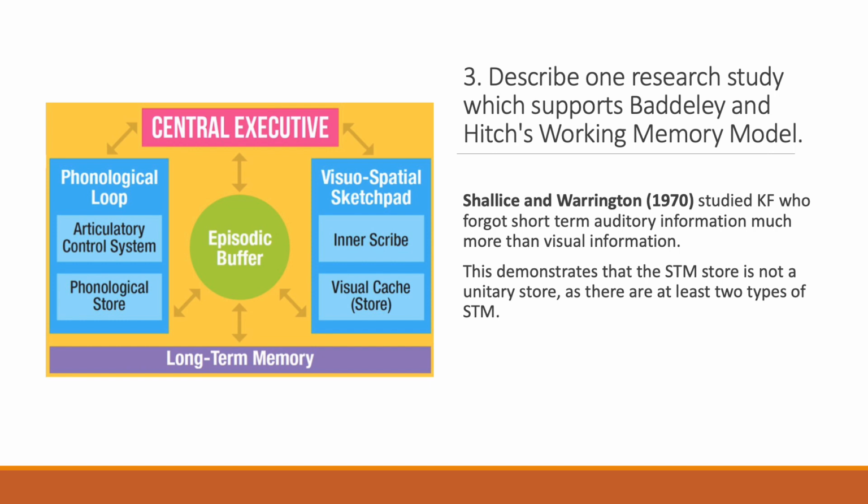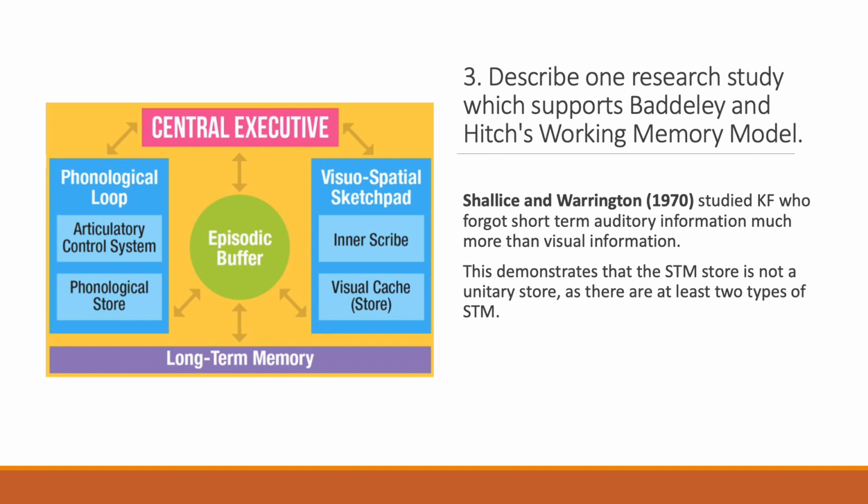Question 3 was describe one research study which supports Baddeley and Hitch's working memory model. The working memory model expanded on the short-term memory store from the multi-store memory model. So one research that you could have used was the case study of KF. Remember, KF was the man who was in a motorbike accident and he experienced some brain damage. And when Shallice and Warrington studied him, they found that he forgot short-term auditory information, but he could still remember visual information in his short-term memory.